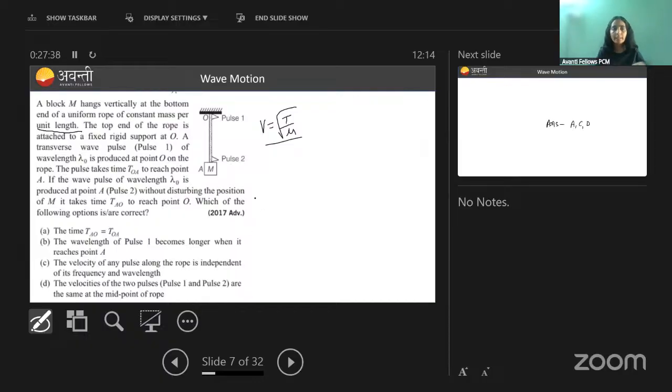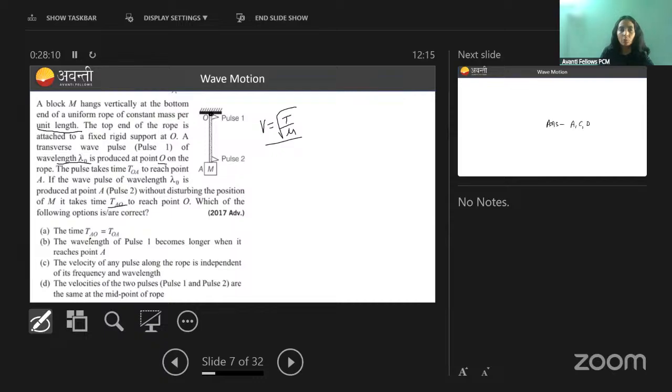Yes. Okay, let's do it together. Let's understand it. So there is a block M that is hanging vertically at the bottom end of a uniform rope having linear mass density. Okay? A transverse wave pulse of wavelength lambda naught is produced at point O. First, it is produced at point O, pulse 1, and it takes time TOA to reach point A, right? If a wave pulse of the same wavelength is produced at point A, then it takes time TAO.